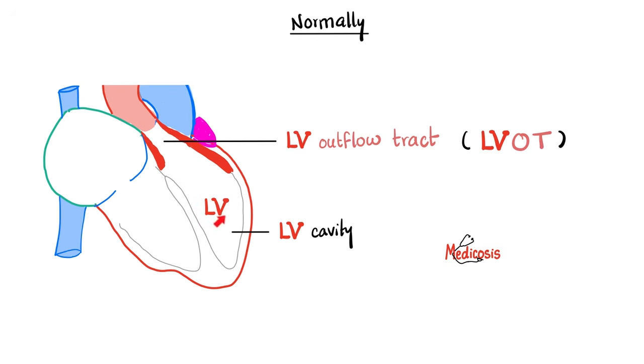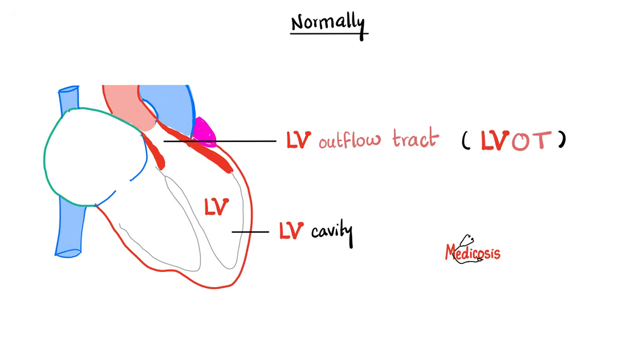If you want to be more technical, this is called the rough inflowing part and this is called the smooth outflowing part. Why is this part rough? Because it has trabeculae carneae as well as the papillary muscles. Why do we call it the inflowing part? Because we receive blood from the left atrium, inflow. However, this part is the outflowing part because the blood is leaving the ventricle and going to the aorta.